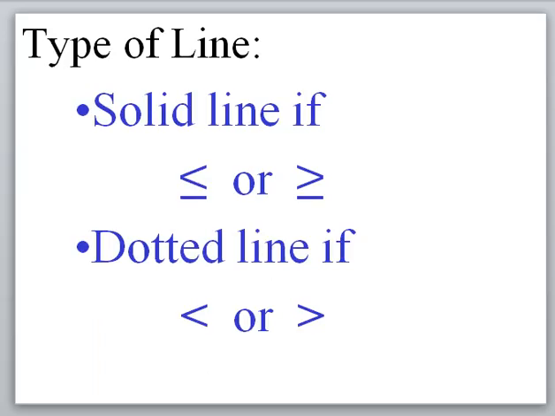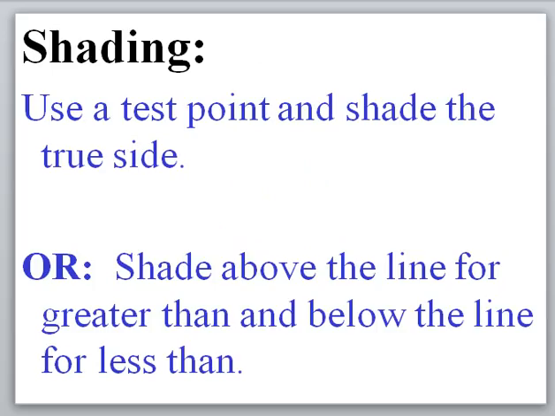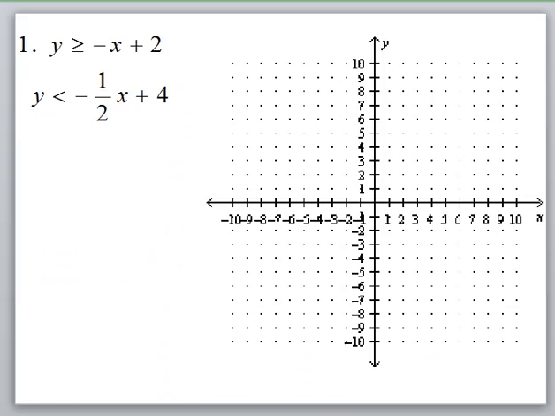Again, remember that you will use a solid line if you have a less than or equal to or greater than or equal to, and you're using a dotted line if it's less than or greater than. The shading, you can test the point above or below, or you can shade as long as it's a y equation, so as long as it says y is greater than or y is less than or y is greater than or equal to or y is less than or equal to, you can look at that and decide whether you shade above or below the line. So you shade above the line for greater than and below the line for less than, or you can test the point. So here's one system of inequalities.